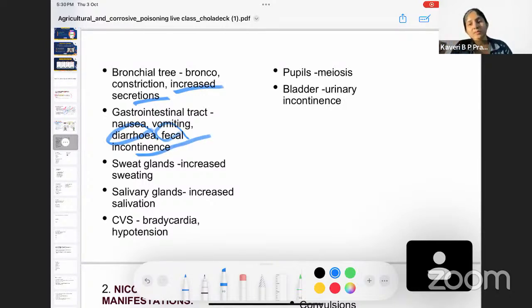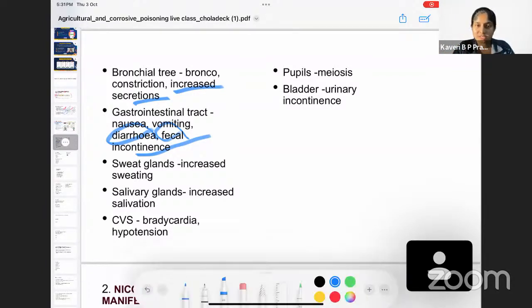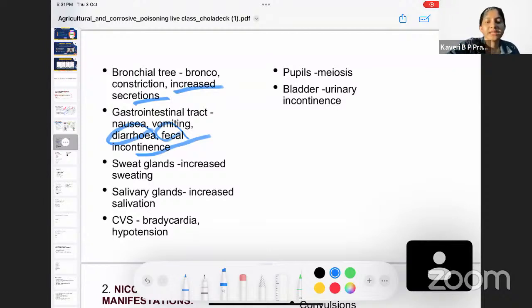So when that person comes to you, he's going to be covered in his own urine and feces. It's going to be a very smelly and very devastating experience to see one of these patients. And when you see that person, by the sight itself, you're able to identify that it is a case of organophosphate poisoning. Without any examination also, with 99% certainty, you can say that it is a case of organophosphate poisoning. In sweat glands, there is going to be increased sweating. Next, salivary glands, increased salivation. And coming to CVS, there is going to be bradycardia. This is what you need to remember.